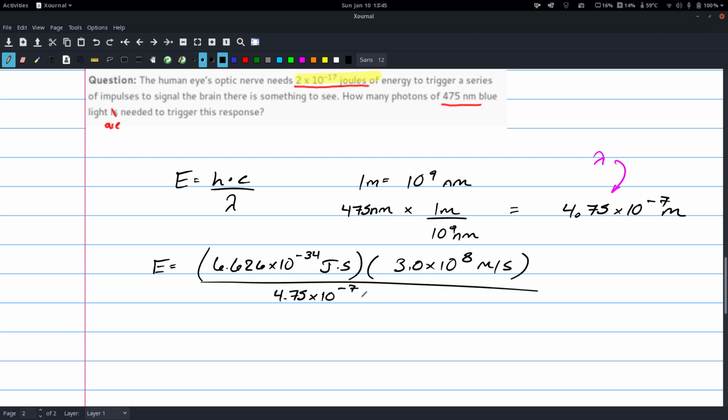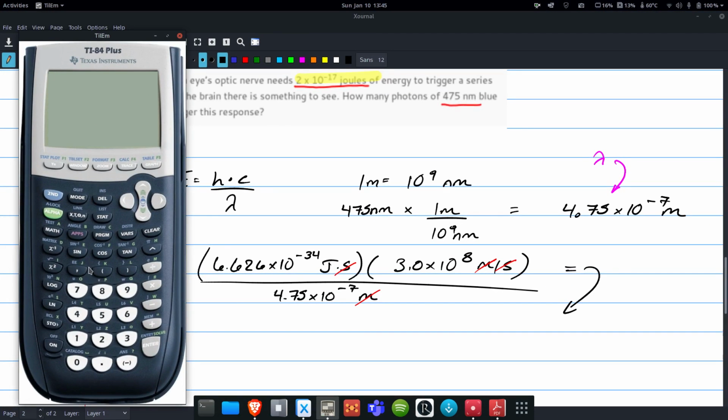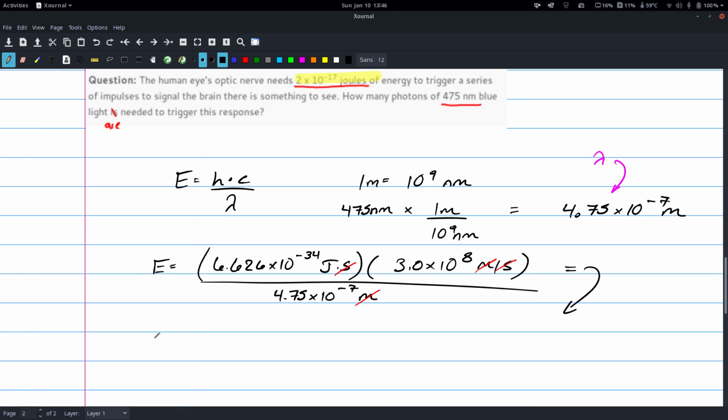So let's plug this into our calculator. Oops, definitely not that. I'm going to just redo it just in case. And then divided by 4.75 EE negative 7. Alright, so the energy of one photon is going to be equivalent to 4.18 times 10 to the negative 19 joules.